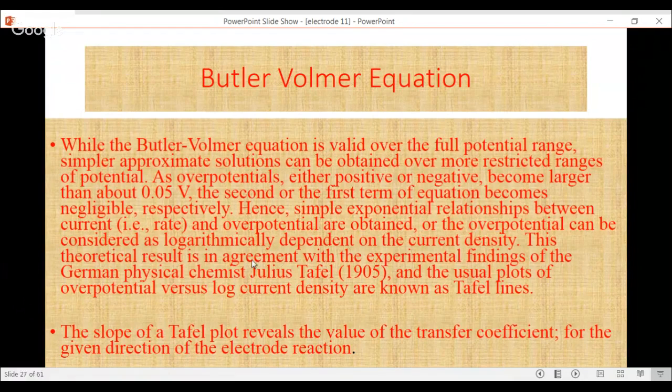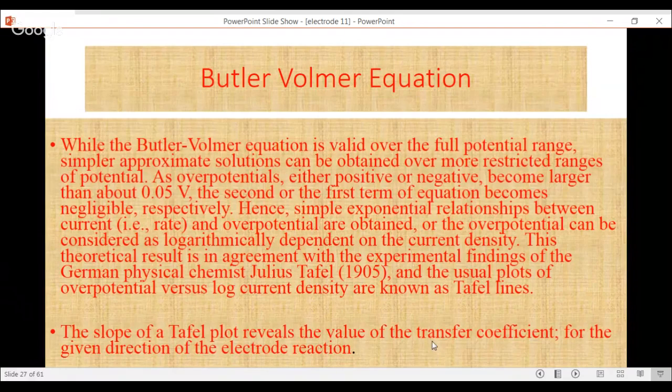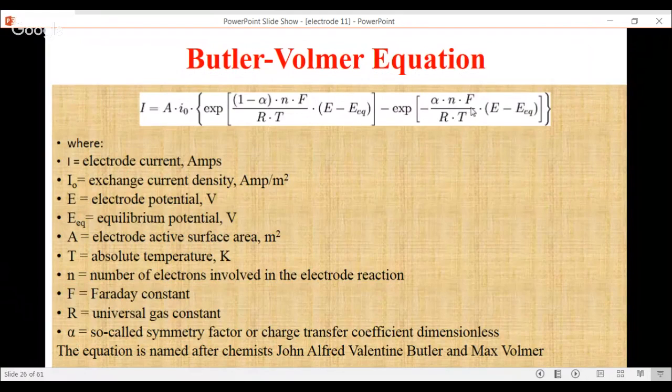This theoretical result is in agreement with the experimental findings of the German physical chemist Julius Tafel, and the usual plots of the overpotential versus the logarithm of current density are known as Tafel lines. The slope of the Tafel plot reveals the value of the transfer coefficient for the given direction of the electrode reaction. Because when this term is zero, it is an anodic reaction. If this term is more than this, then it is a cathodic reaction.